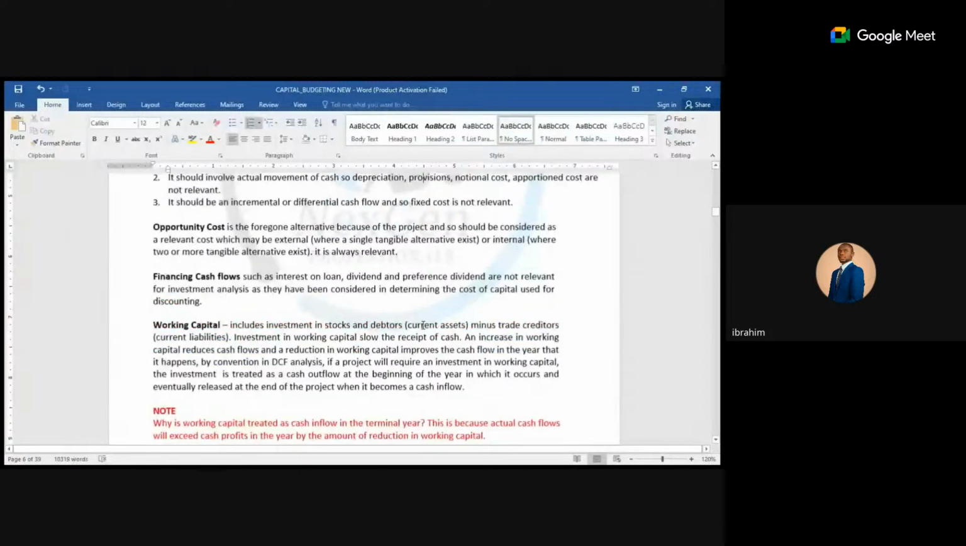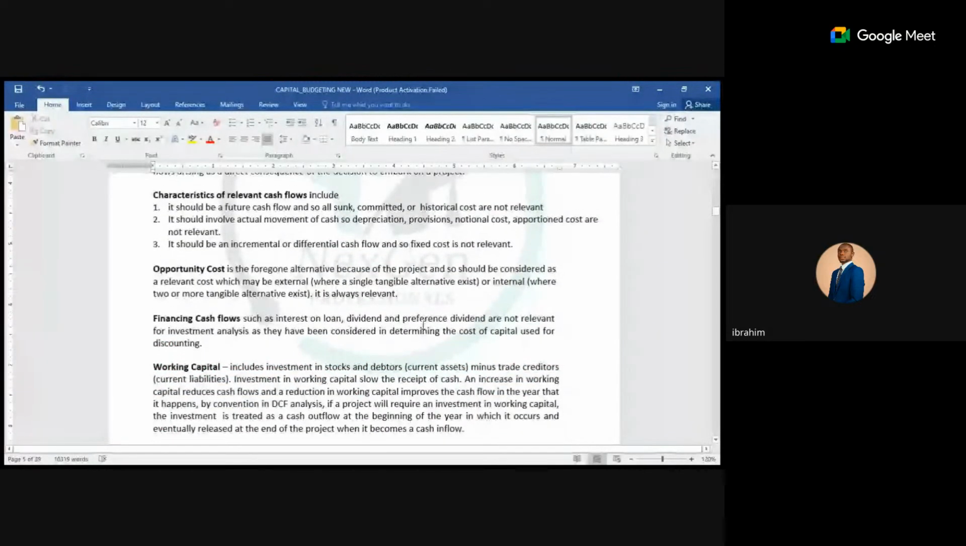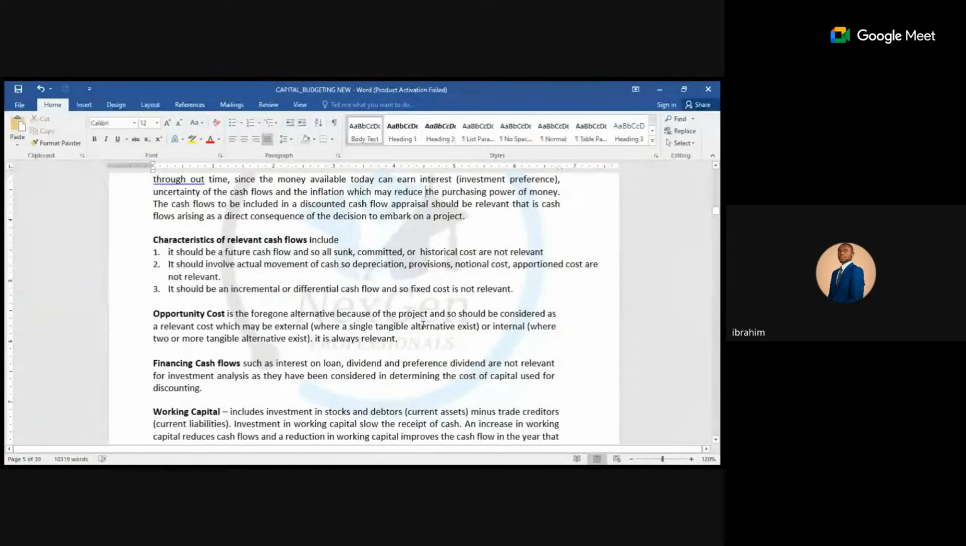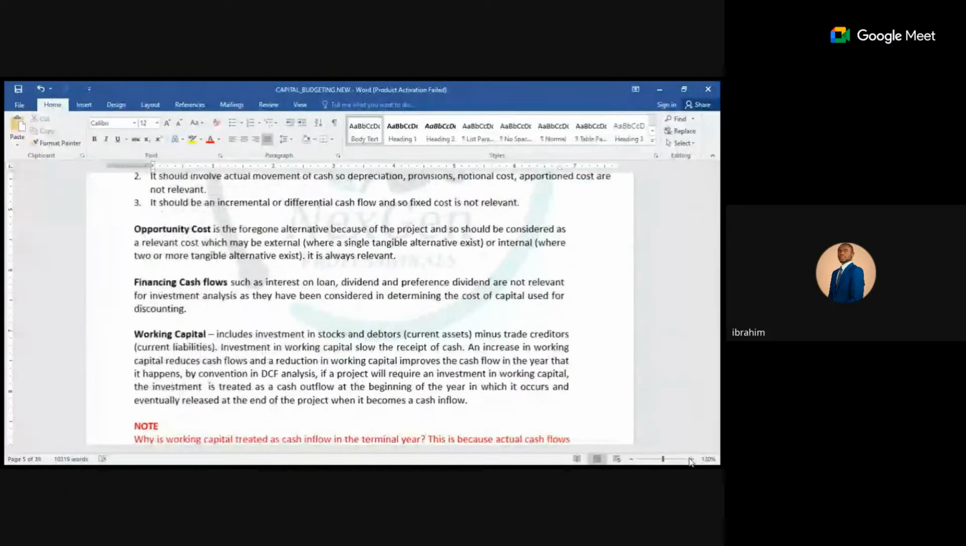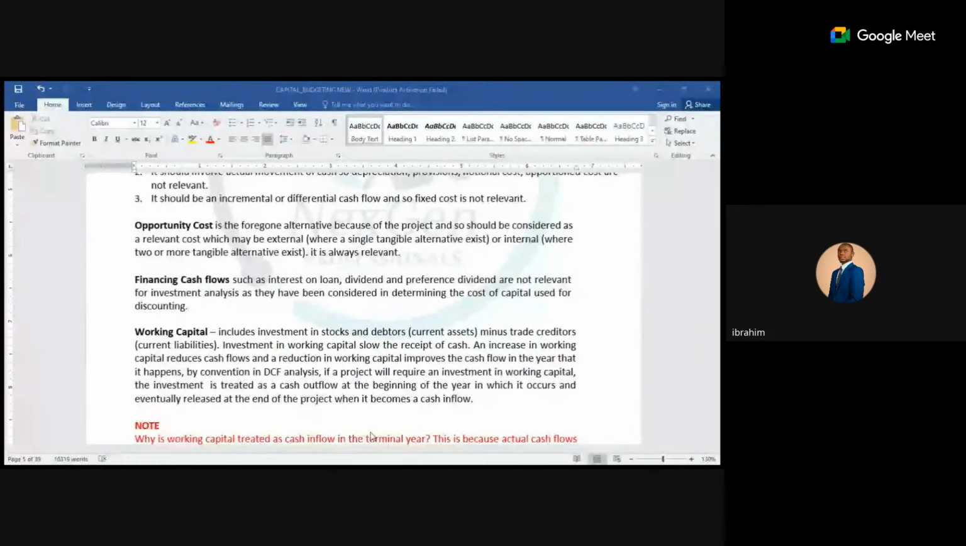Right. Then I explained further that for payback period, the decision is to choose a shorter period, to choose a shorter period to recoup your investment. Then accounting rate of return makes use of accounting profit. And accounting profit is subjective.